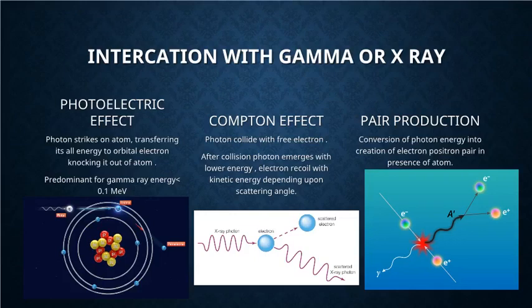Another possible interaction of incoming radiation is with a free electron. As you may see in the second figure, the incident photon strikes a free electron. After collision, the photon emerges with lower energy, and the electron recoils with kinetic energy depending upon the scattering angle. Thus the incident and emergent radiation have different energy, and thus different wavelength. This is called the Compton effect. Another possible interaction is the conversion of photon energy into the creation of an electron-positron pair in the presence of an atom.